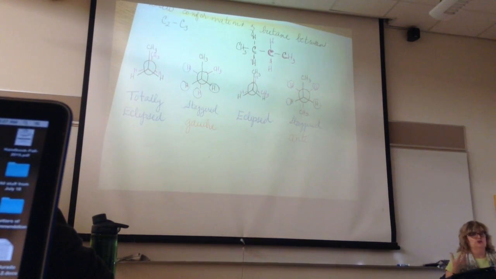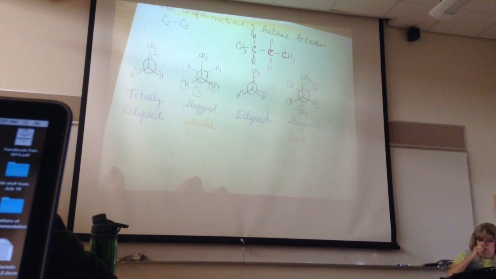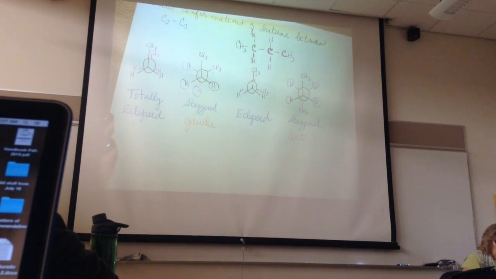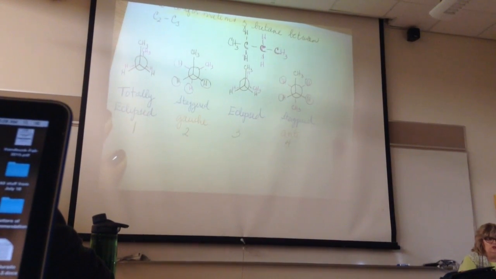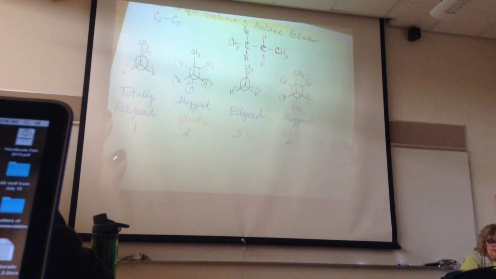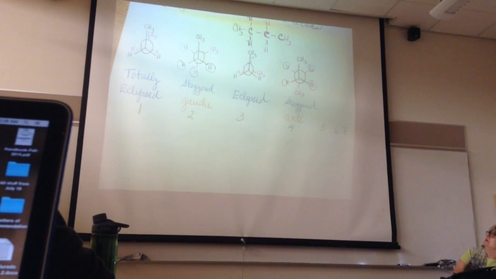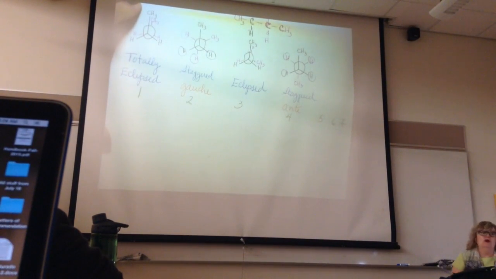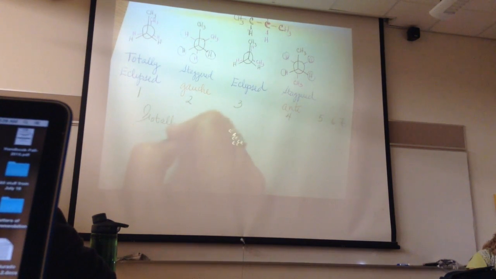So if I had to create your energy diagram, we're creating our own energy diagram. Remember how we used 1, 2, 3, 4. What's missing is 5, 6, and 7. Is everybody okay? What are 1 and 7? Totally eclipsed are 1 and 7.